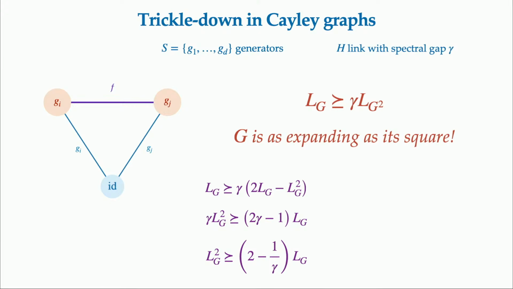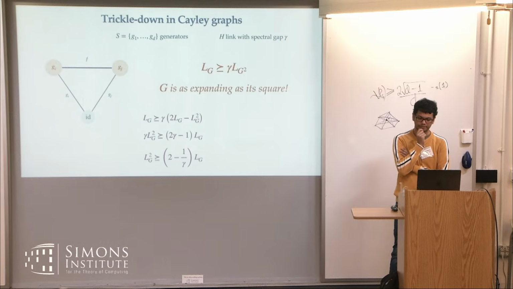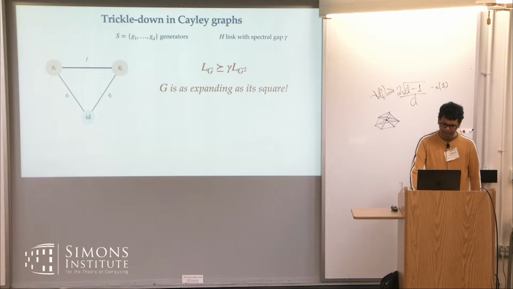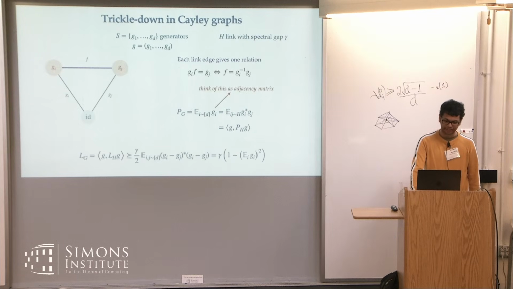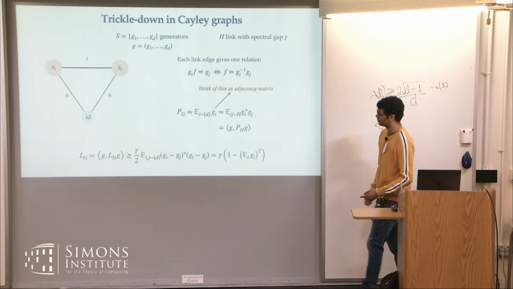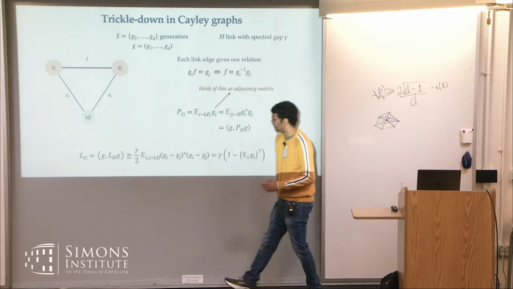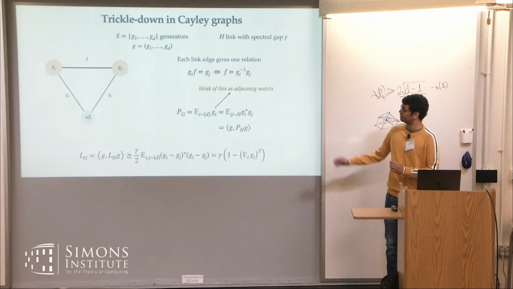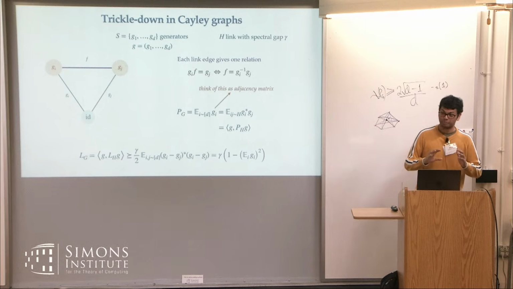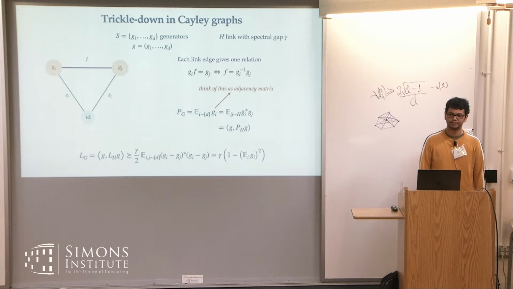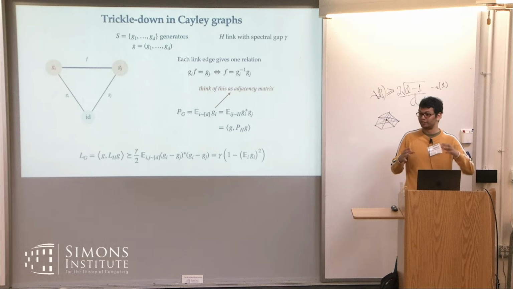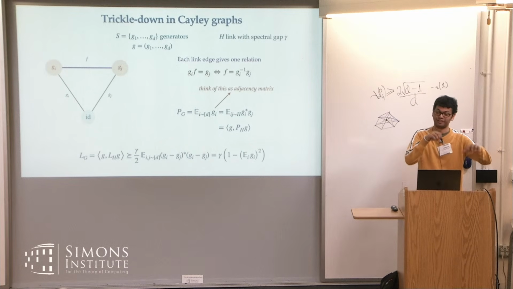In the end, did you need the link to be connected for the trickle-down to work? Yes, we did need the link to be connected, because in some sense the comparison here, this inequality over here, is basically saying that H is approximated by the complete graph on that particular vertex set. And if it was disconnected, you might get that it's approximated by a disjoint union of cliques.